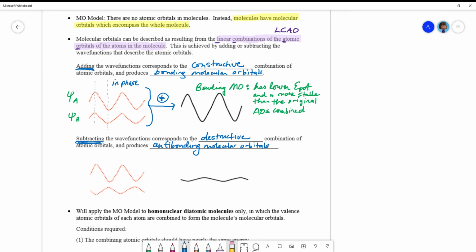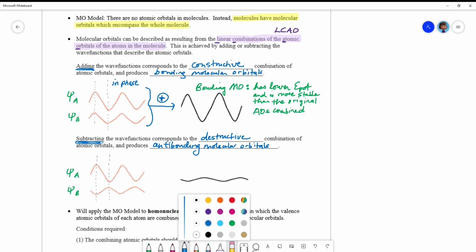So once again, using these two waves as representations of my atomic orbitals, the wave function of one atomic orbital, the wave function of another atomic orbital, but this time, even though they're the exact two waves that I showed in the previous example, notice now that the crest of wave A is aligned with the trough of wave B. The trough of wave A is aligned with the crest of wave B. And so these two waves aren't in phase, they are out of phase.